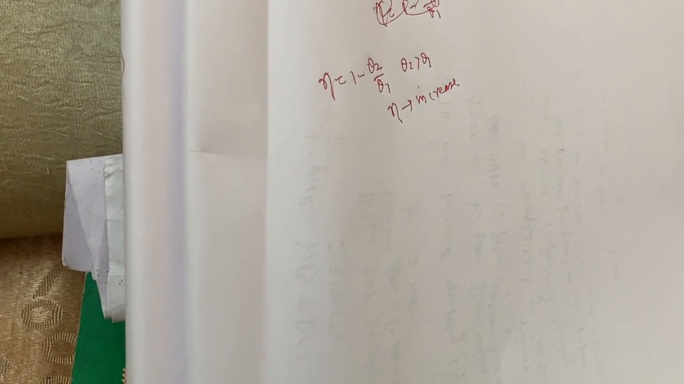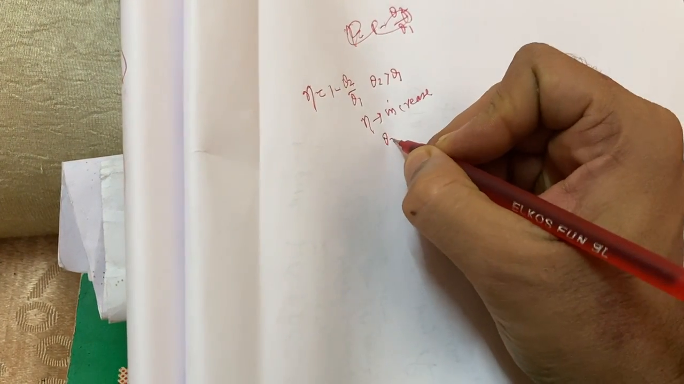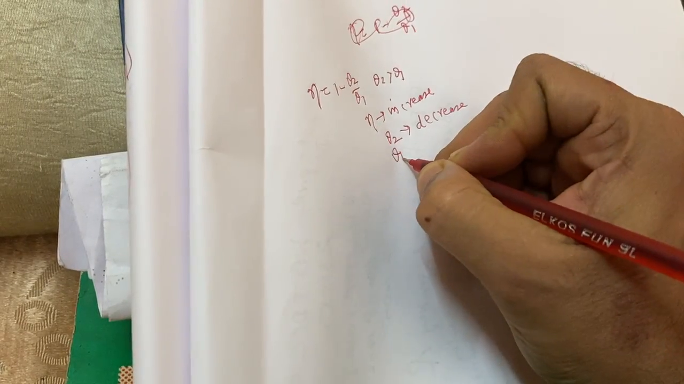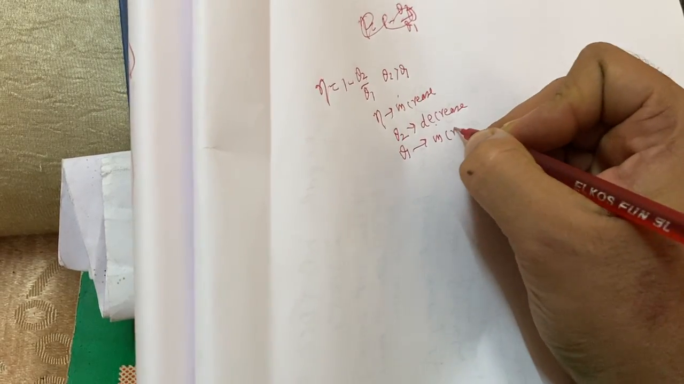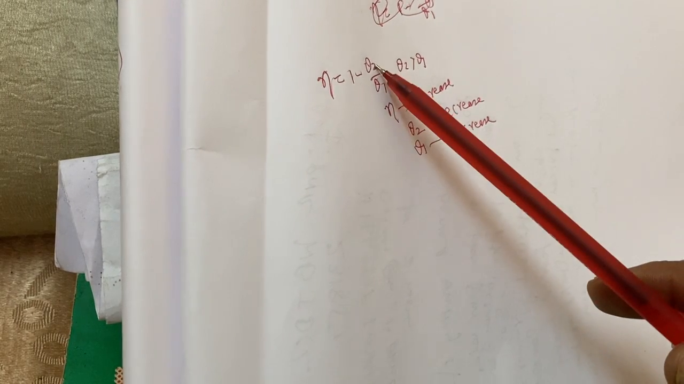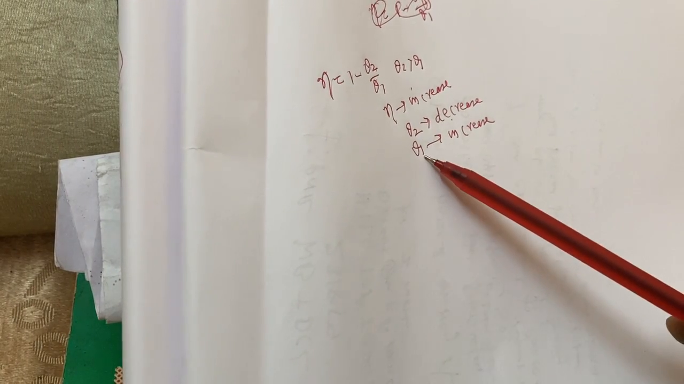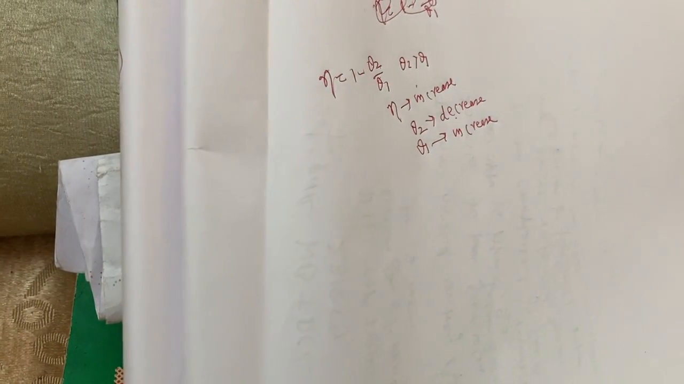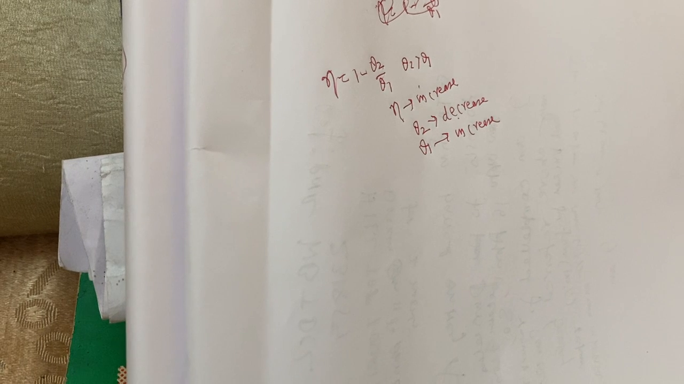So, what are the processes? The process is either theta 2 tends to decrease or theta 1 tends to increase, because from this expression we see if theta 2 decreases, eta also increases. If theta 1 increases, this term decreases. So, ultimately efficiency increases. So, which process should we follow so that we get the maximum efficiency?